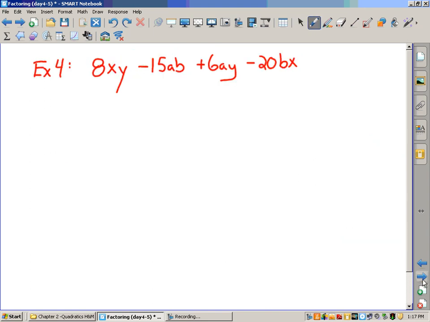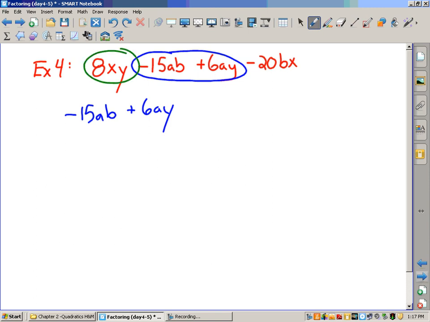Okay, the one thing you guys got to know, does it matter what order you put these things in when you're adding them? No. So could I have put those together first? Okay, so let's just rewrite it. Minus 15ab plus 6ay. Why did I decide to group those two together? They have an a. Actually, they have more than an a. They have 15, they got the 3 there. Okay, and then it leaves me with these two right here. So I got the 8xy minus 20bx. So I kind of grouped those together.